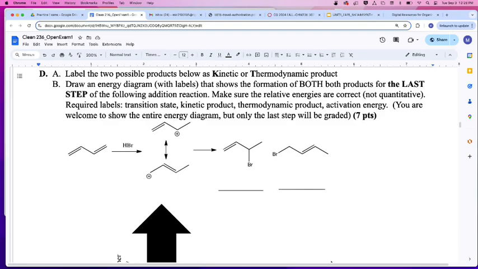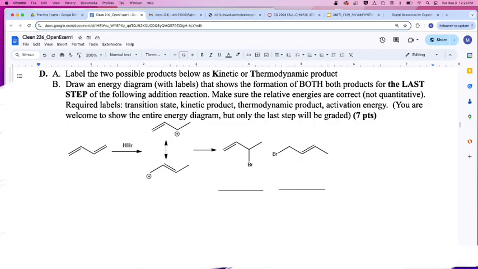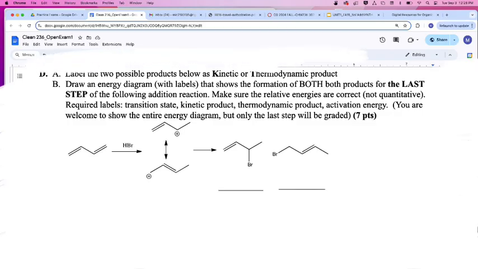So we've got an energy diagram question. It would be nice if I had a little bit more space here, but I think that's all I'm going to get. Okay, so we're looking at an overall reaction, and we're being asked to label our 2 products as kinetic or thermodynamic. Okay, what does kinetic mean? Okay, I did hear you. I was just doing some more work. So kinetic is about speed.